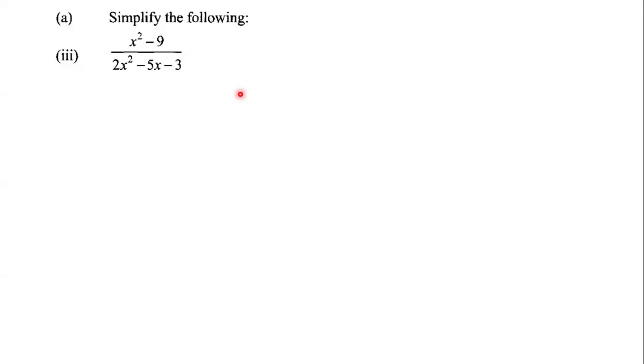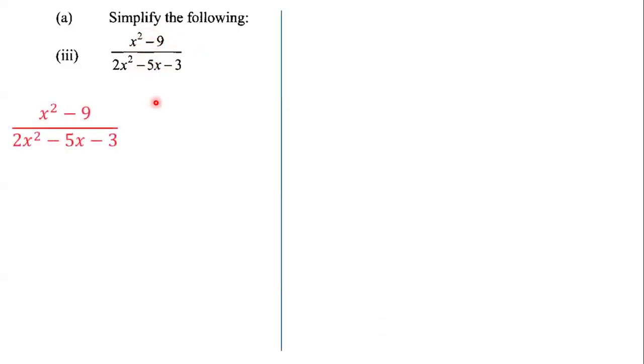Here, our goal is to simplify this algebraic expression. Notice that we have x squared minus 9 all over 2x squared minus 5x minus 3. First, let us factorize this expression that we have on the denominator. So we have 2x squared minus 5x minus 3.